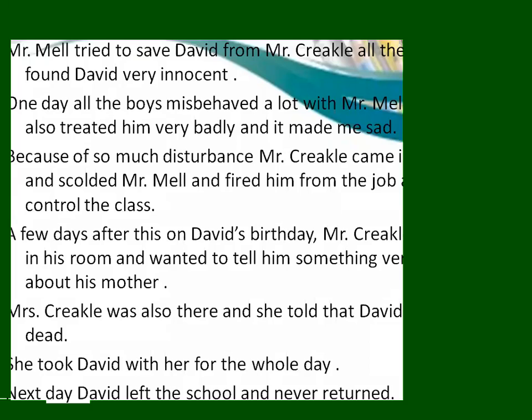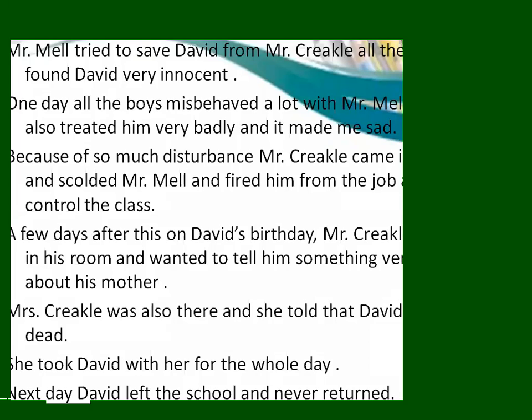So the same here, when David went into the room of Mr. Creakle, he found that Mr. and Mrs. Creakle both had some sad feelings on their faces, and they wanted to tell him something very important about his mother. At that time David realized that there was something wrong. Mrs. Creakle was also there, and she told David that your mother has died.